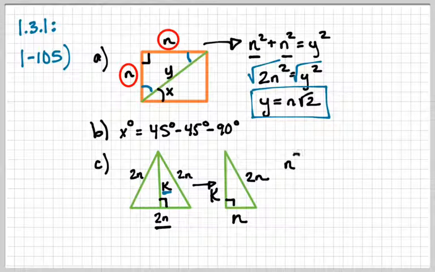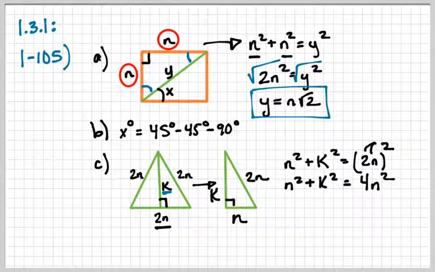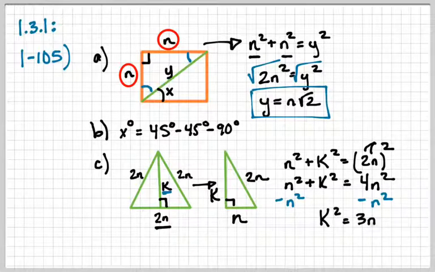So you'll have n squared plus k squared equals 2n, all squared. N squared plus k squared equals, make sure you square both the 2 and the n, so you get 4n squared. Now the goal here is to get the k alone. So we're going to want to isolate the k. We can move the n squared over. Now we have k squared equals 3n squared.